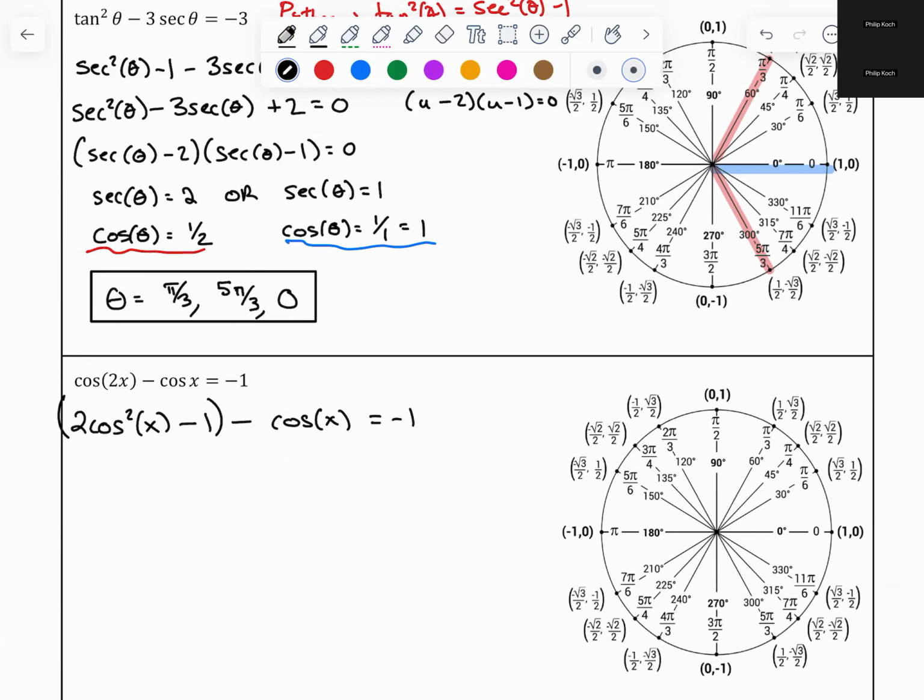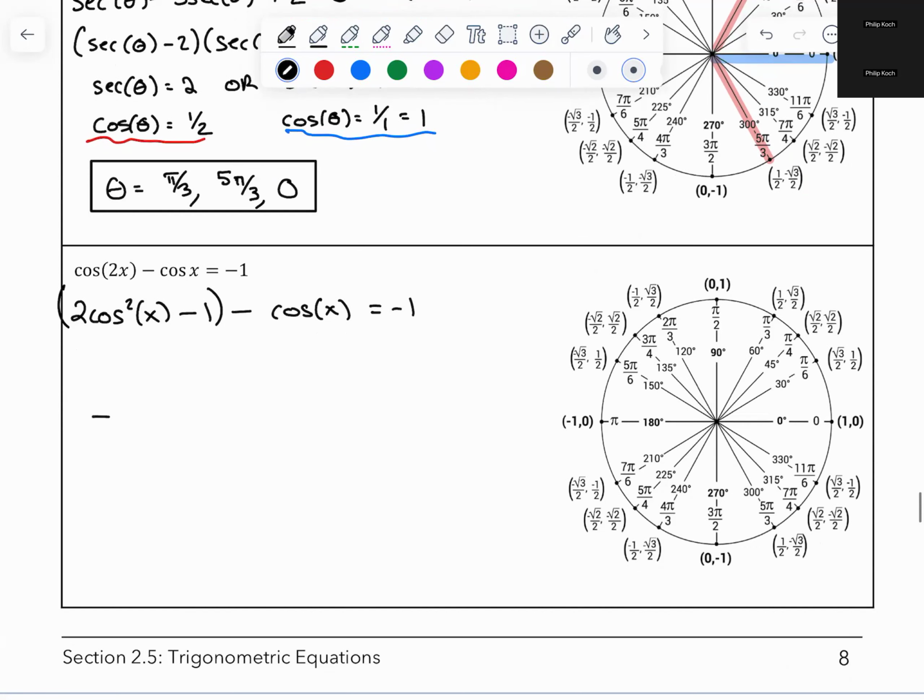Is it necessary here? No, it's not. However, what if it was this instead? What if it had been cosine of x minus cosine of 2x equals 1? In that case, the parentheses would be absolutely necessary because that minus sign would need to get distributed. So please don't forget to distribute minus signs, distribute constants wherever needed, okay? It's a very classic mistake that students make.